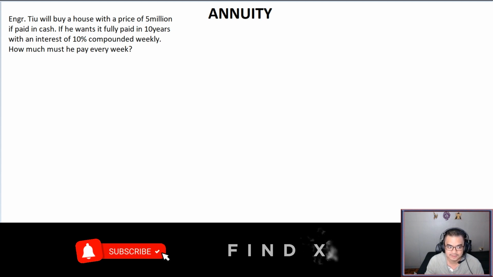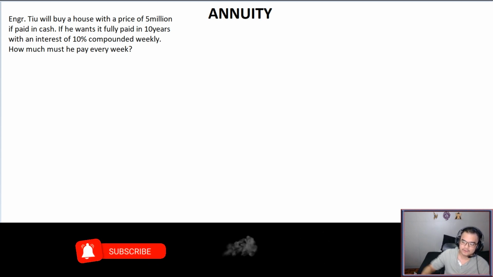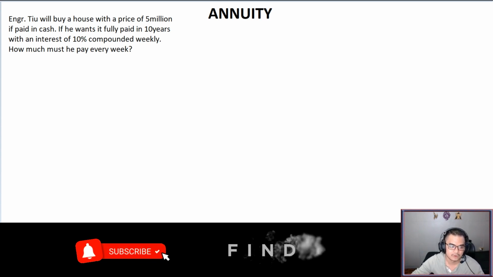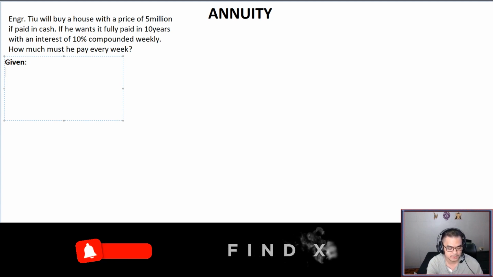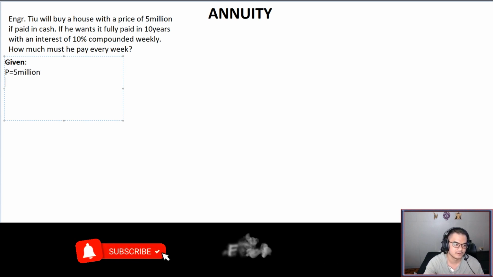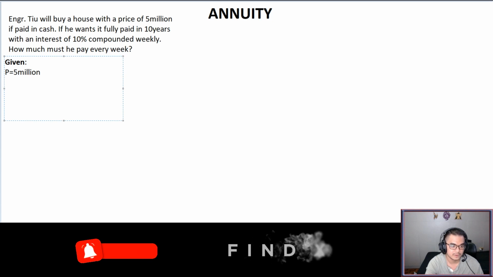And he wants it fully paid in 10 years. The interest now will be 10% compounded weekly. So the question is, how much must he pay every week? We are asked to find how much Engineer Chu will pay every week, therefore we are looking for the amount paid, or the annuity itself. So let's put all the details first. We have 5 million, so that will be your present worth. Then fully paid in 10 years, so we have y equal to 10 years.